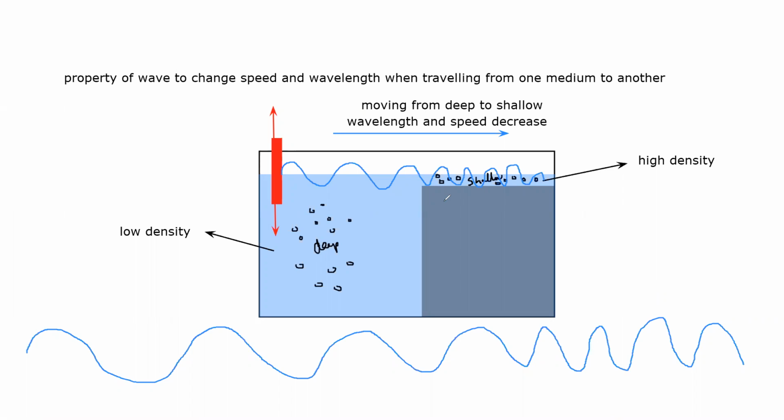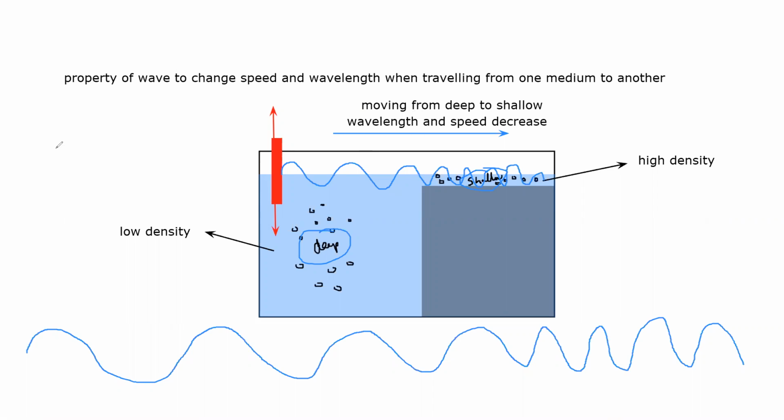Why does this happen? Because of the difference in density. The deep region has lower density, the shallow region has higher density. Because of the difference in density, the speed and the wavelength change for the wave, and we call that refraction. But what about the frequency? The frequency does not change when it travels from deep to shallow. Why does the frequency not change?